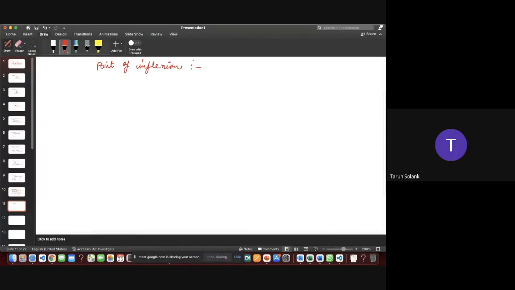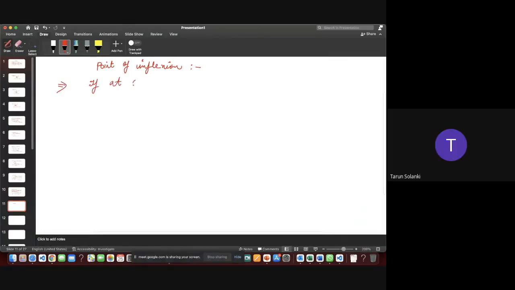If at any point P the curve is concave on one side and convex on the other side with respect to the x-axis, then the point is called the point of inflection. You can write its definition.